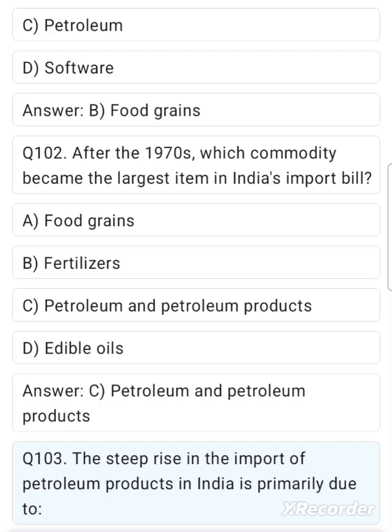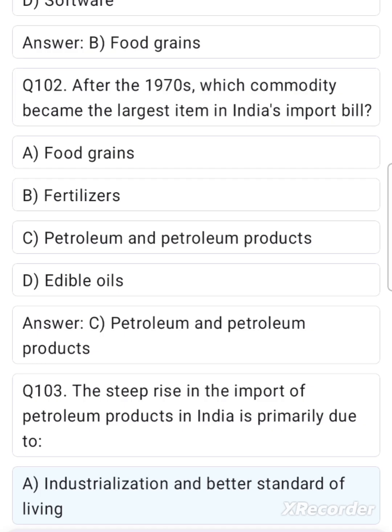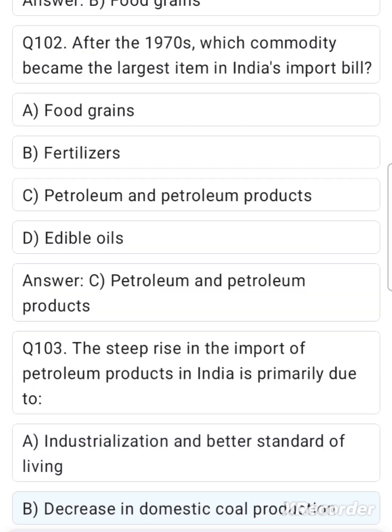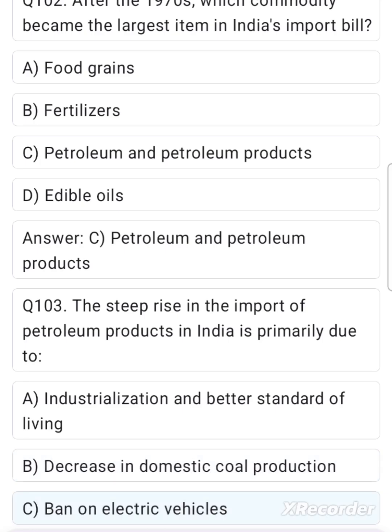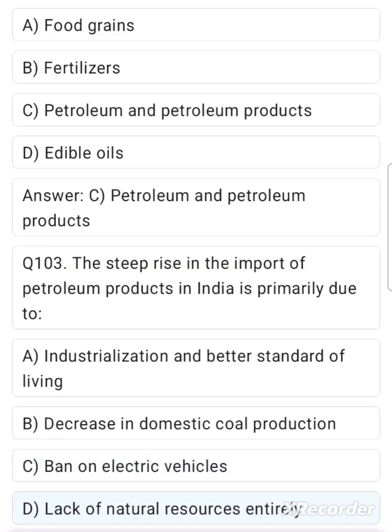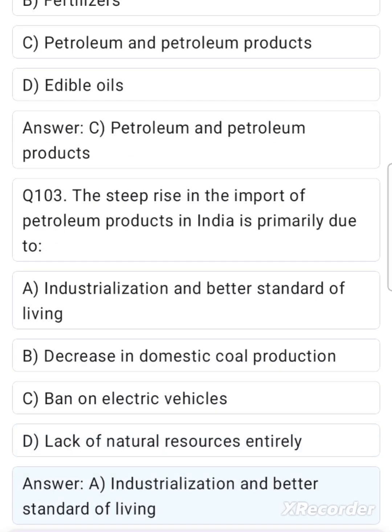Q103. The steep rise in the import of petroleum products in India is primarily due to A. Industrialization and better standard of living. B. Decrease in domestic coal production. C. Ban on electric vehicles. D. Lack of natural resources entirely. Answer A. Industrialization and better standard of living.